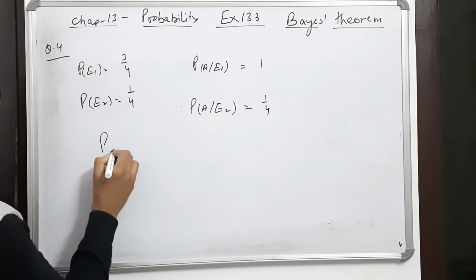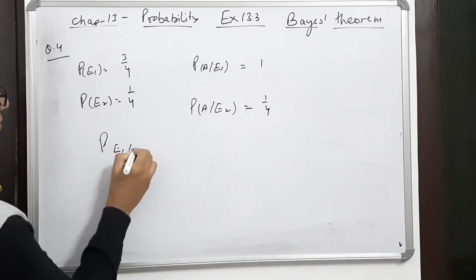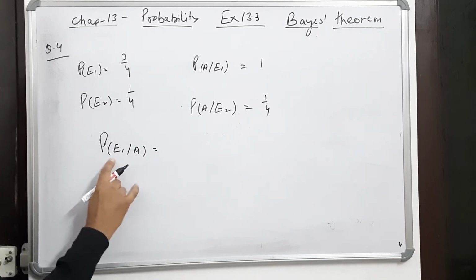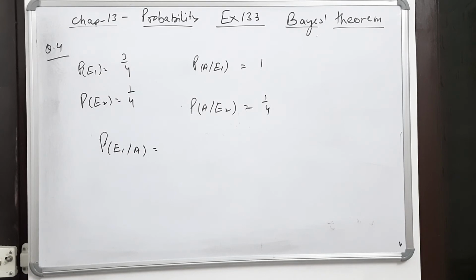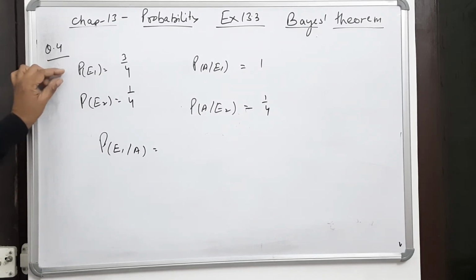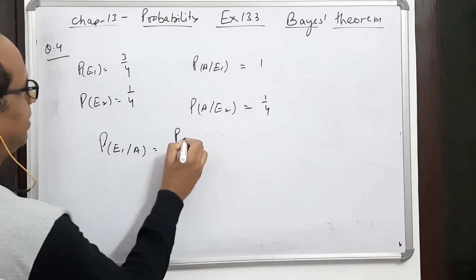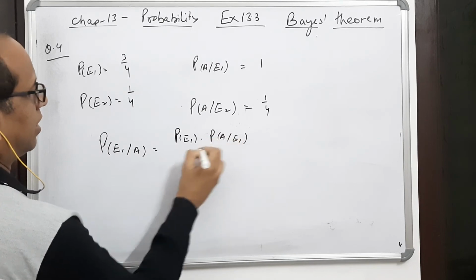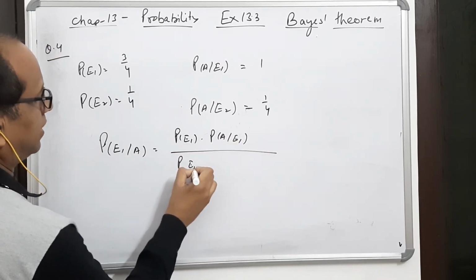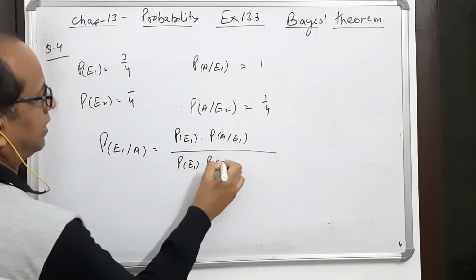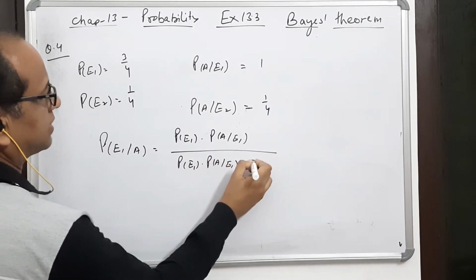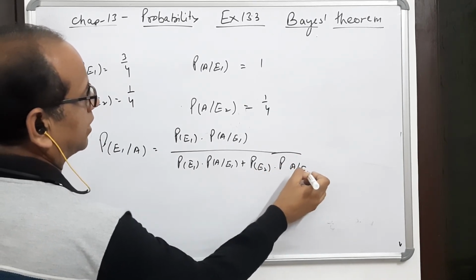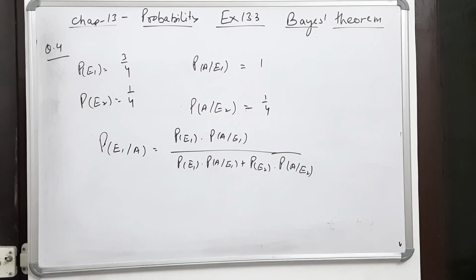So by the formula of probability, it is P(E1 | A). The answer is already correct. Now we have to find that it is from that particular question which he knows the answer. So here it is P(E1) · P(A|E1) upon P(E1) · P(A|E1) plus P(E2) · P(A|E2). This is the format for this.